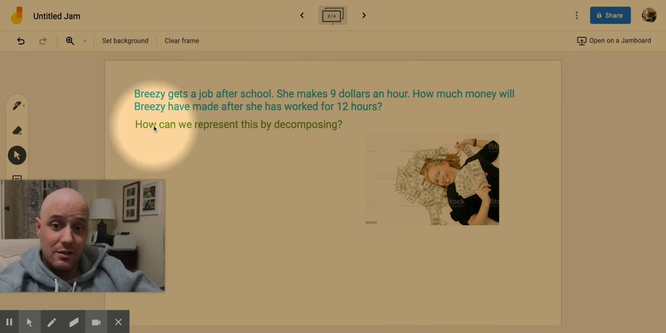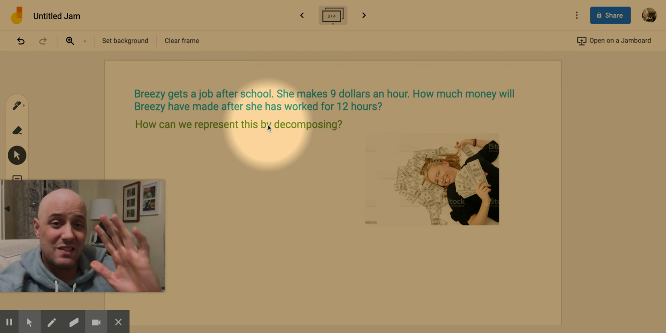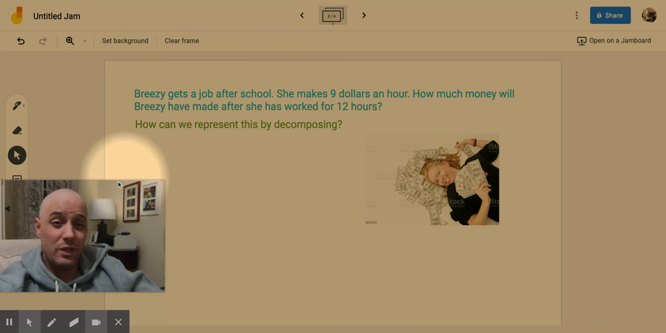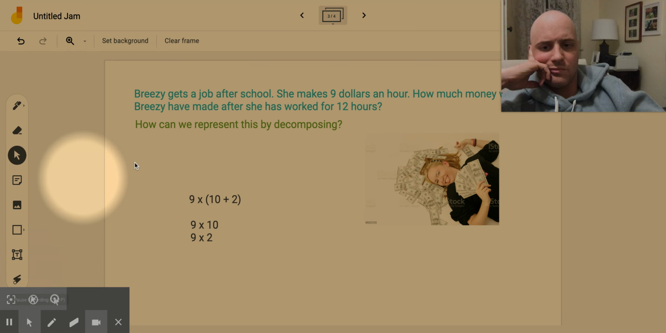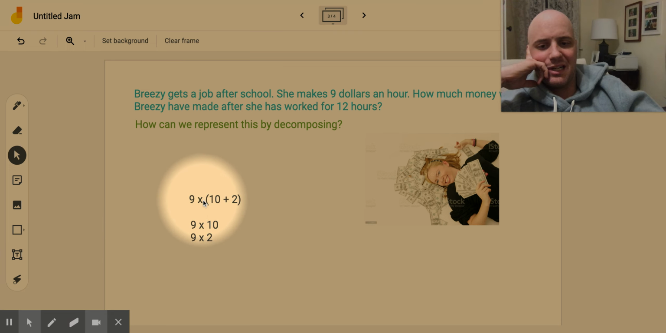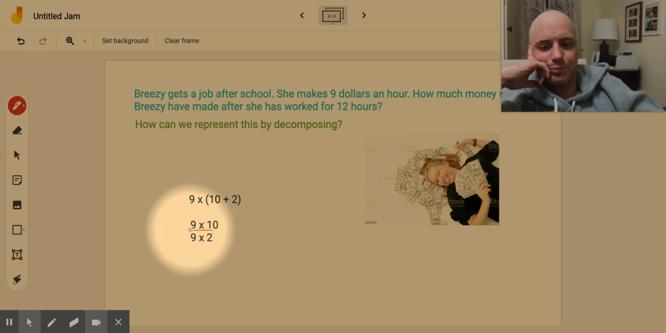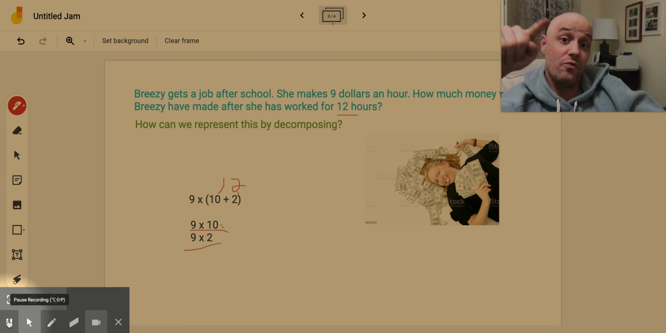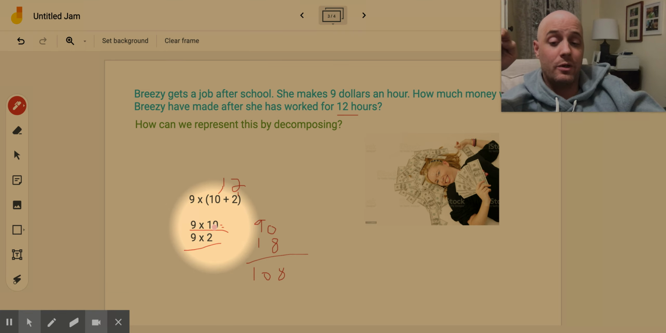So let's think first, how can we represent this by decomposing? How could we decompose to solve? We would show this as 9 times 10 plus 2. So we would do 9 times 10, 9 times 2. We decompose the 12 hours into 10 hours and 2 hours. So let's say how much did Breezy make after 10 hours, and then how much did Breezy make those last 2 hours? Let's solve. So for the first 10 hours, she made $90.